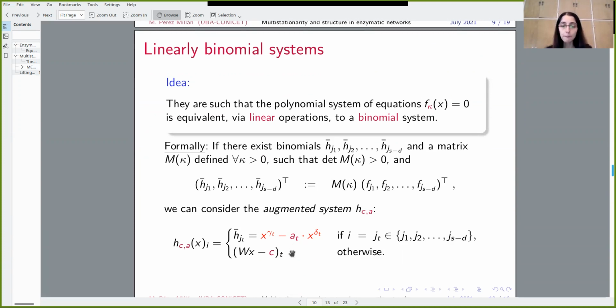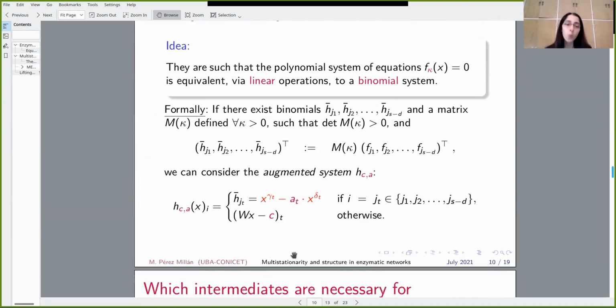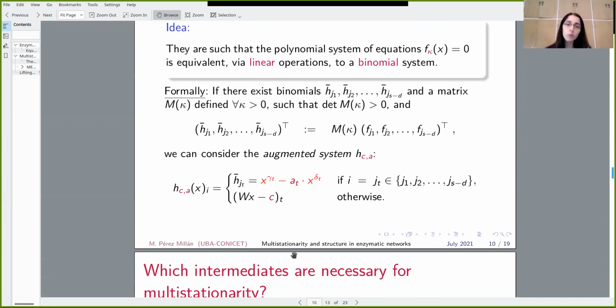So I was talking about intermediates. Now I'm talking about binomial system. Well, let's go back to intermediates.